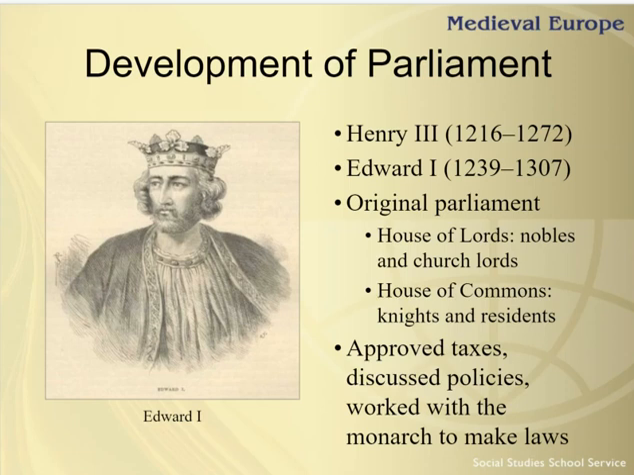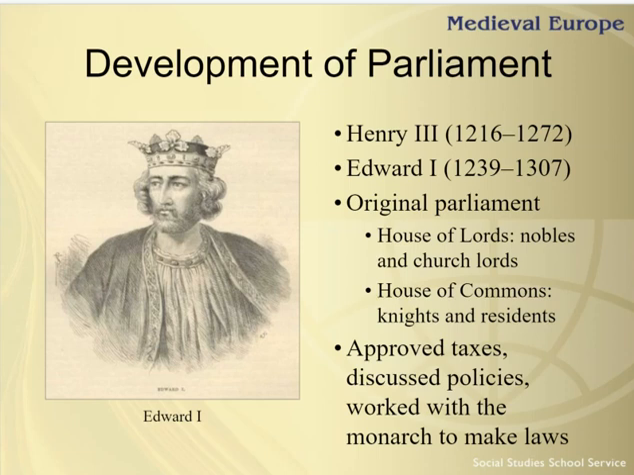Edward wanted to be granted the power to collect more money from the people and called for 2 knights from every county and 2 residents from every town to be assembled with the king's great council. This was considered to be England's first representative parliament. Eventually, Parliament was organized into 2 tiers. The House of Lords was made up of noblemen and church leaders, while the House of Commons comprised knights and town residents. Parliament approved taxes, discussed politics and policies, and worked with the monarch to make laws.